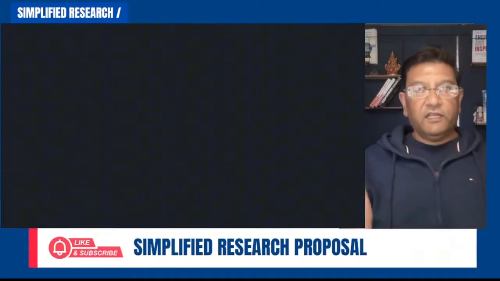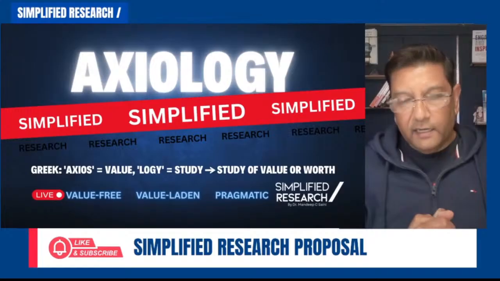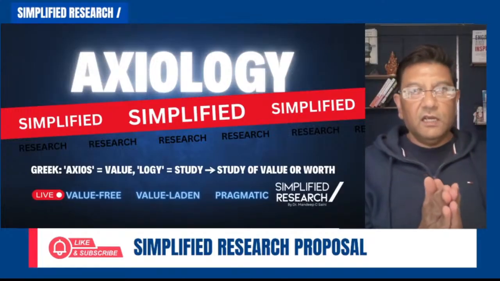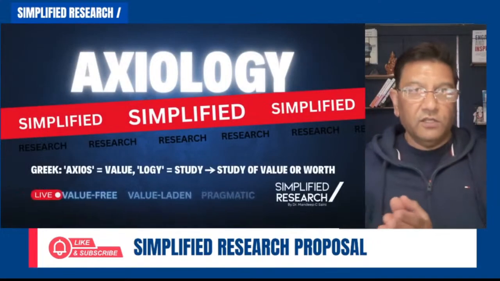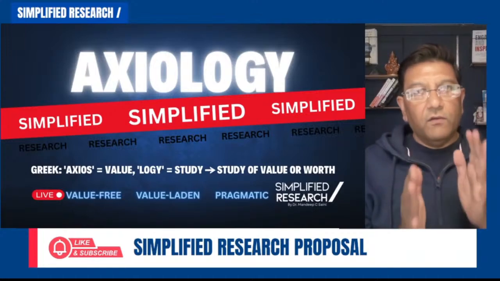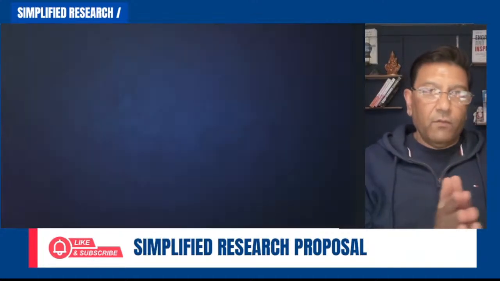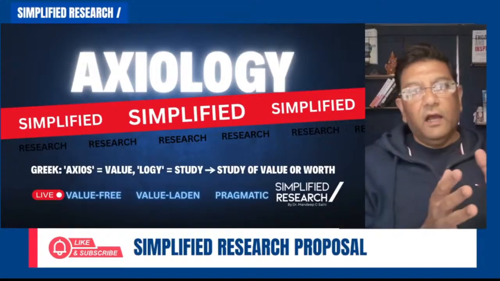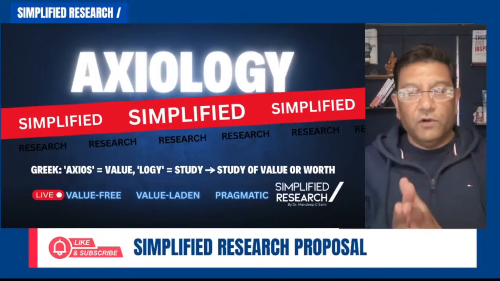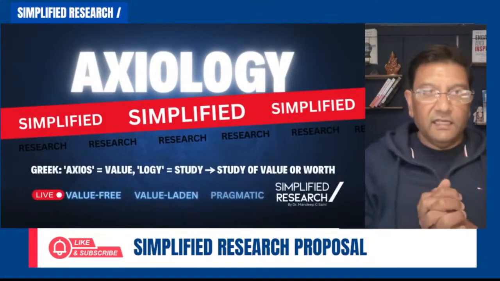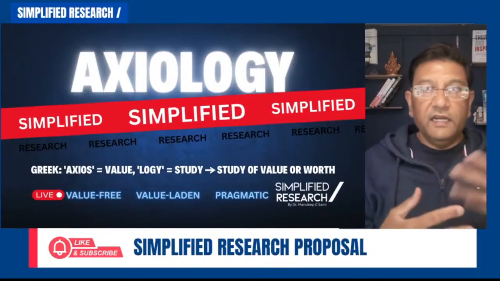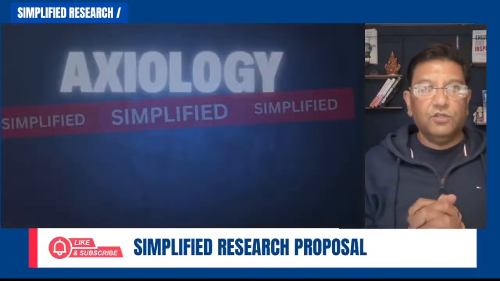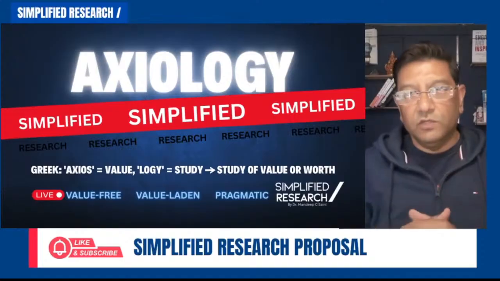So this is axiology in a nutshell, and these three branches of research philosophy are very important to understand, and most of the researchers work on the research philosophy. But the problem with this is, the more you read about all these, the more confused you sometimes become.